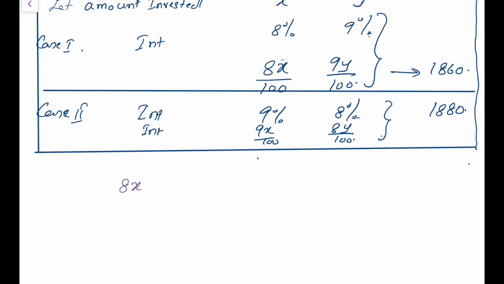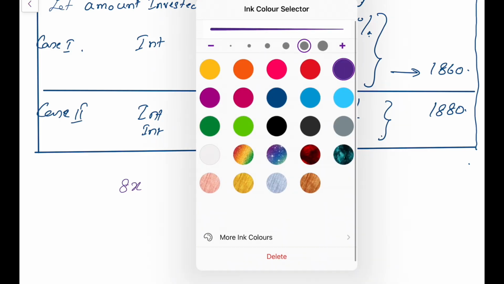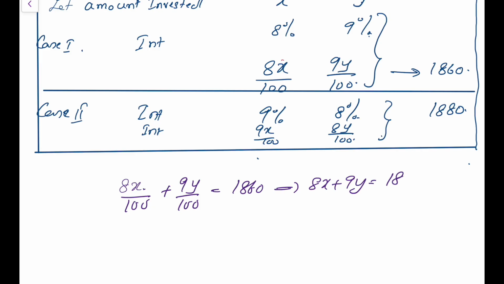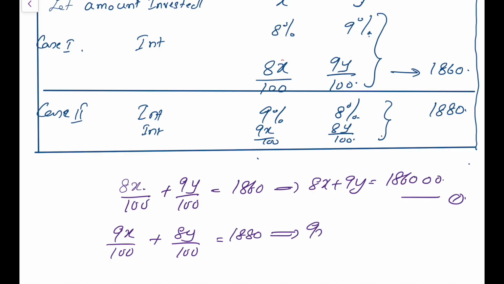So 8x by 100 plus 9y by 100 is equal to 1860. So you will get 8x plus 9y equal to 186000. So this is the first equation. Similarly, the second equation will be 9x by 100 plus 8y by 100 equal to 1880. So it is 9x plus 8y equal to 188000. So this is the second equation.